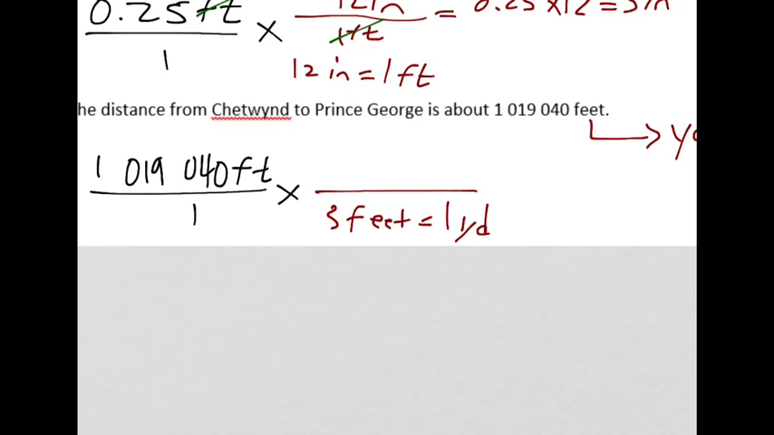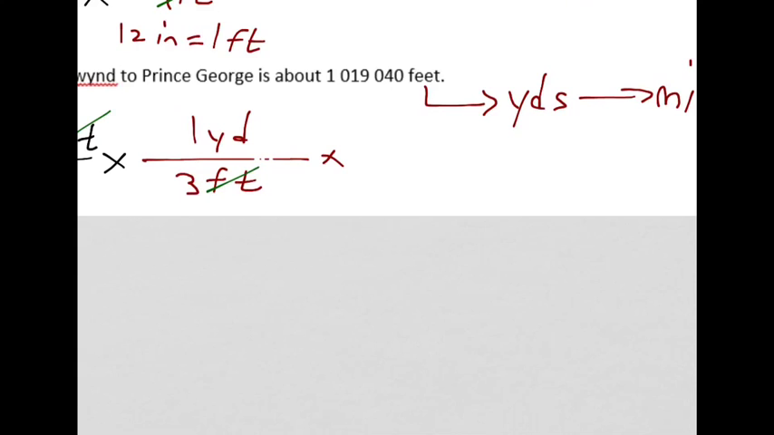How do I create my fraction? 3 on the bottom and 1 on top. I want the feet on the bottom and the yard on top. So that way my feet will cancel out. And again, if I just did my calculations right now, my answer would be in yards. But I don't want to stop there. I want to get to miles. Okay, so let's think about yards to miles. What's the relationship there? How many yards in a mile?